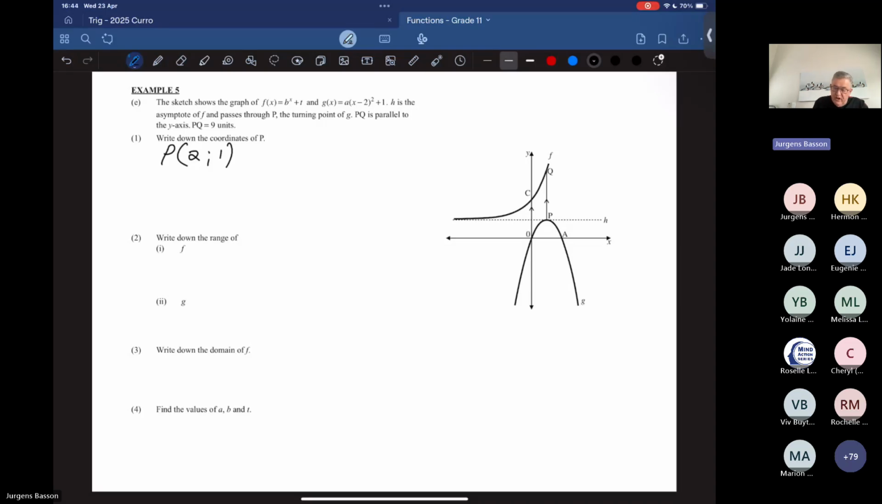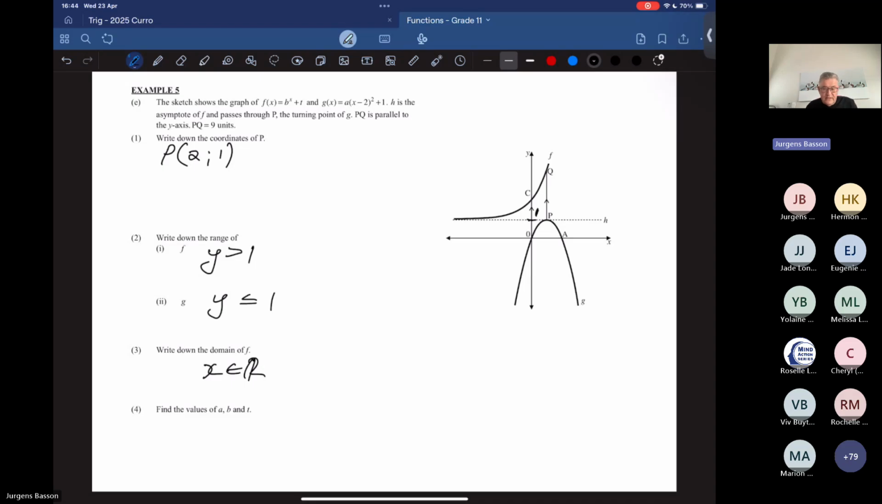They ask for the range of f. So we need that value, and that is given to us as 1. So that is the asymptote. So the range of f, that is the exponential, is y greater than 1. Can't be equal. And then for g, it's from the turning point to negative infinity. So that is y less than or equal to 1. That gets an equal. What is the domain of f? And that is x, an element of R. Domain is always real numbers.